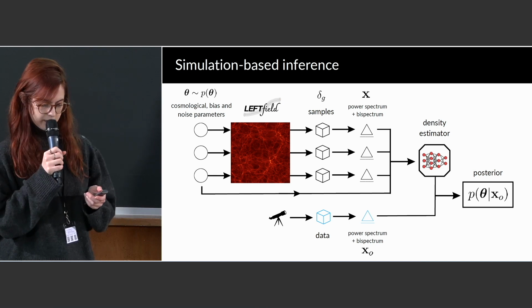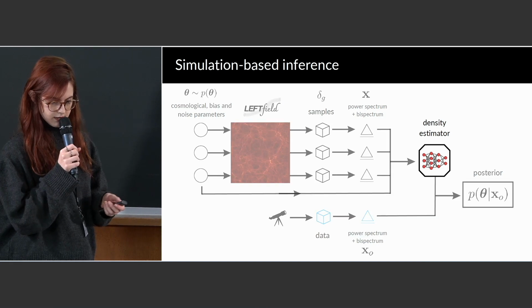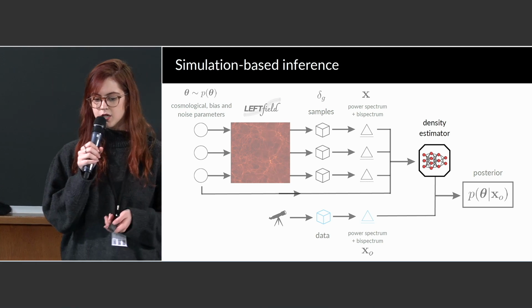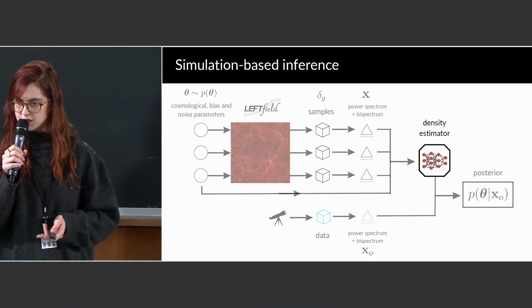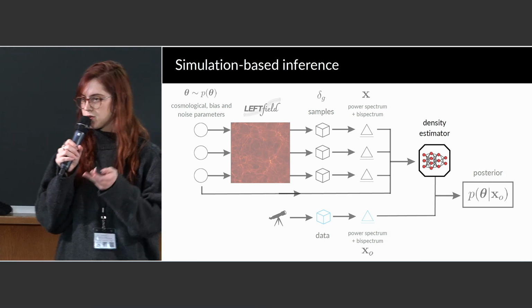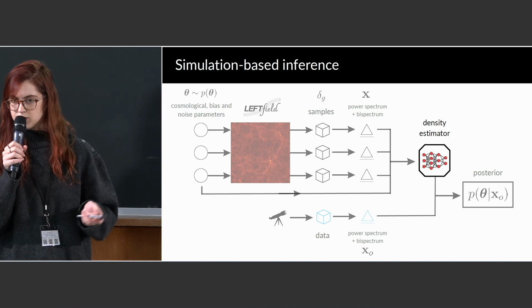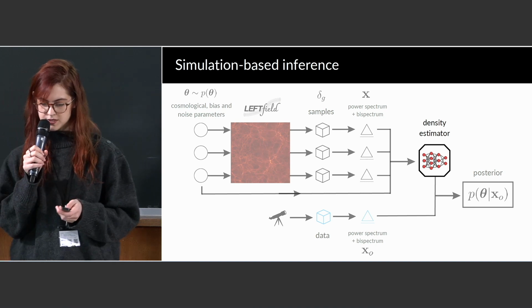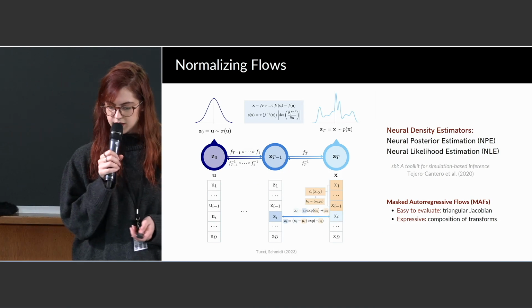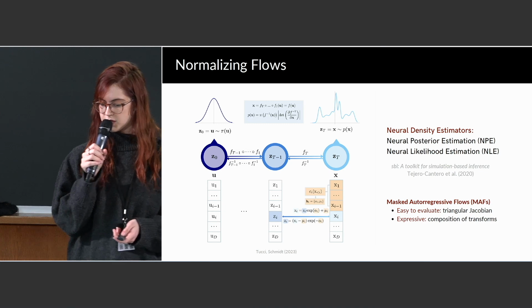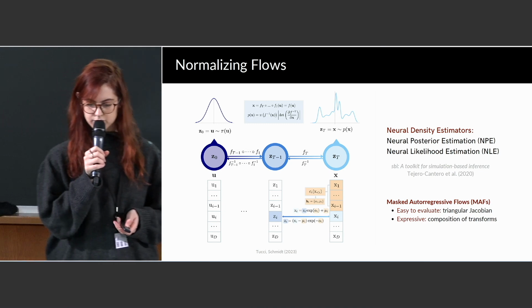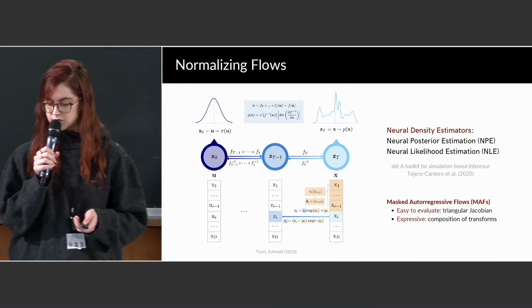So here is our pipeline. The idea is that you sample your cosmological, bias and noise parameters, you evolve them with some gravity solver, and then you obtain your galaxy samples. You compress them into the power spectrum and bispectrum, and then we use a neural density estimator to obtain the posterior. Talking about the neural density estimators, we are using the SBI package, so NPE and NLE, which are two types of neural density estimators.